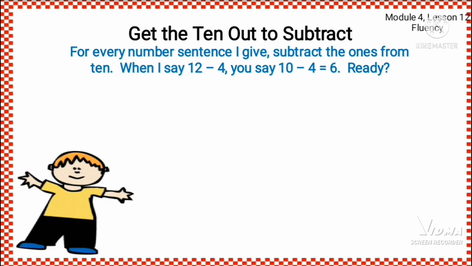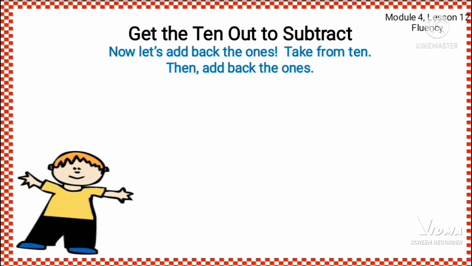Ready? Let's start. 12 minus 4, 10 minus 4 equals 6. 13 minus 7, 10 minus 7 equals 3. 10 minus 8 equals 2. 10 minus 9 equals 1. 15 minus 7, I want only the 10. 10 minus 7 equals 3. 10 minus 8 equals 2.